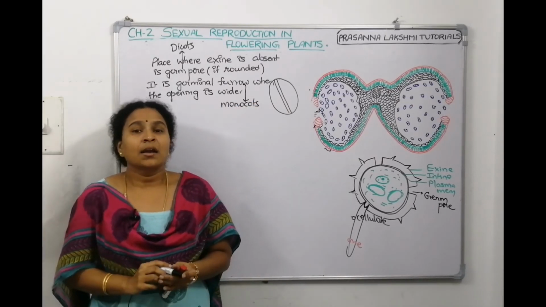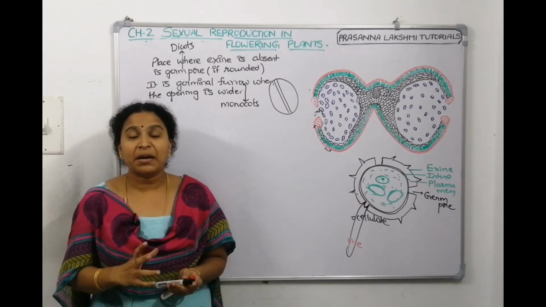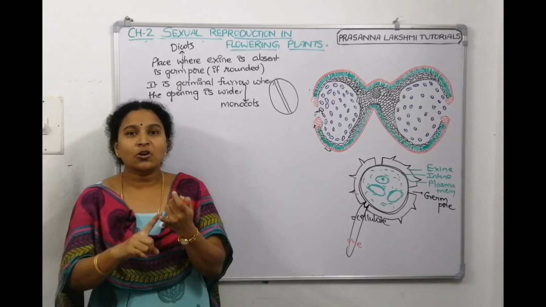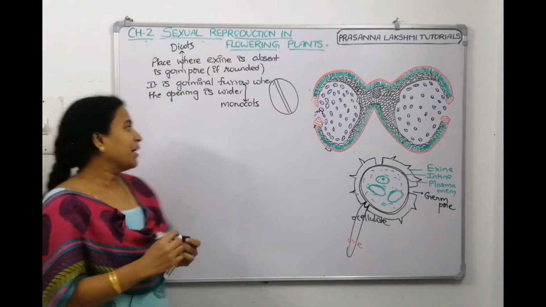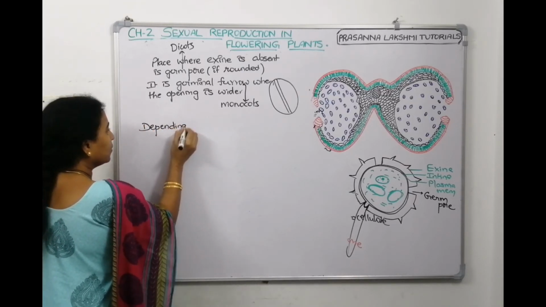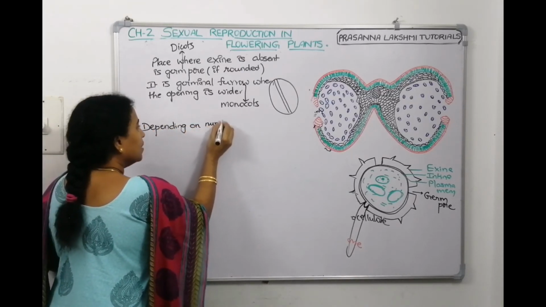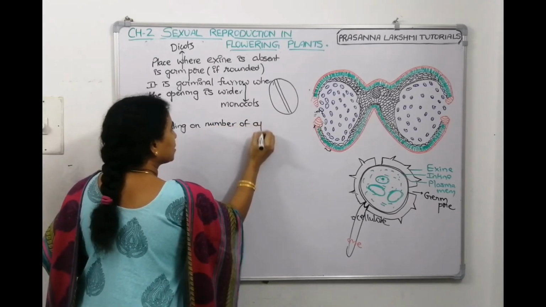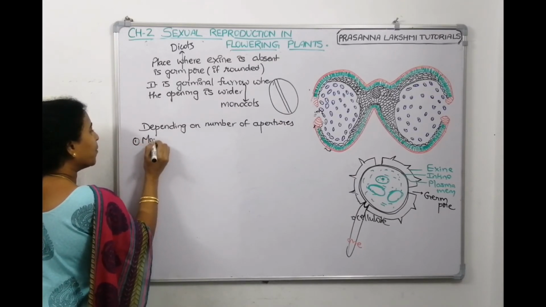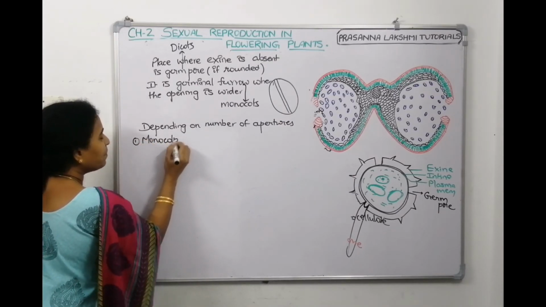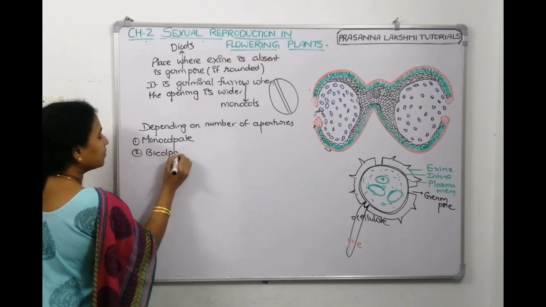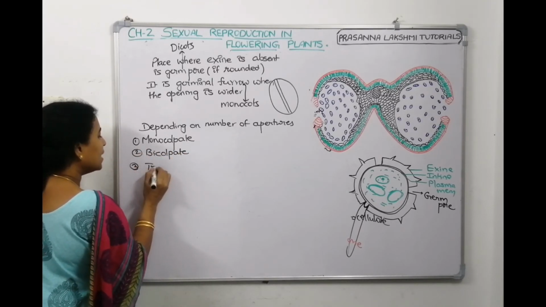And now, how many germ pores are there? Depending upon the number of openings, or apertures, we can call it monocolpate, bicolpate, or tricolpate pollen grain. C-O-L-P-A-T-E, monocolpate, bicolpate, tricolpate.